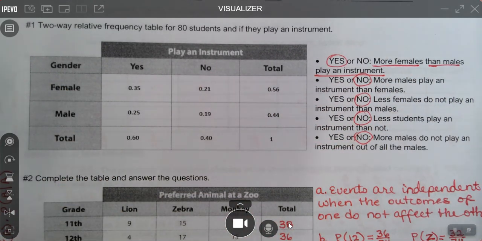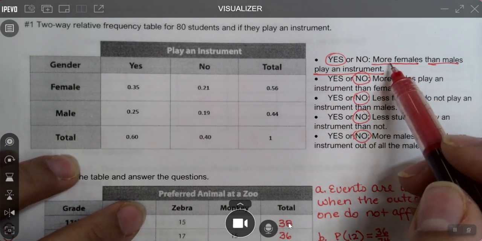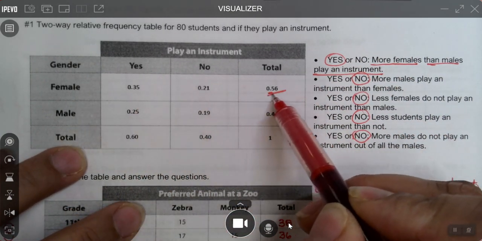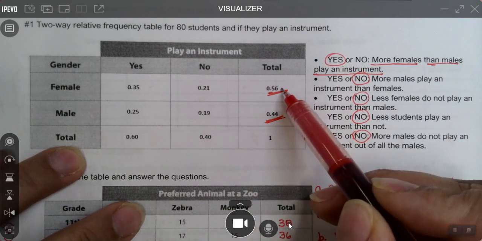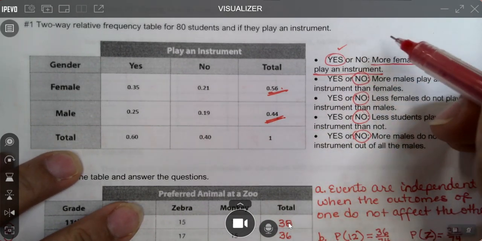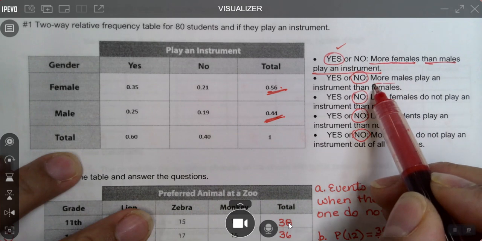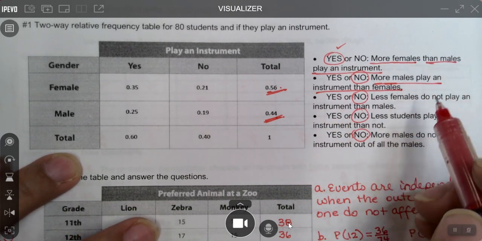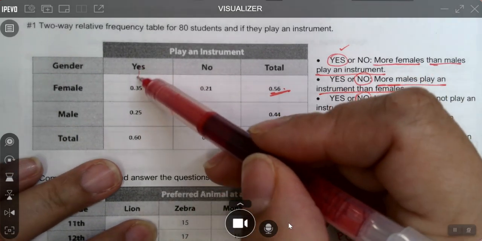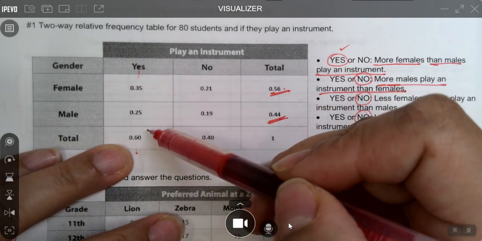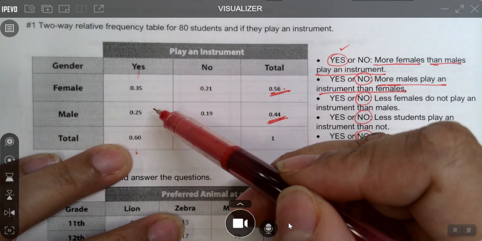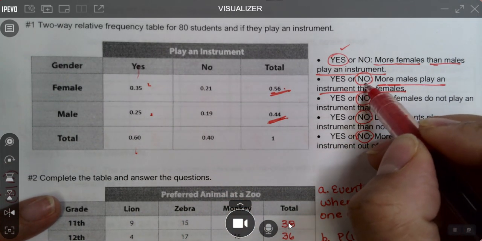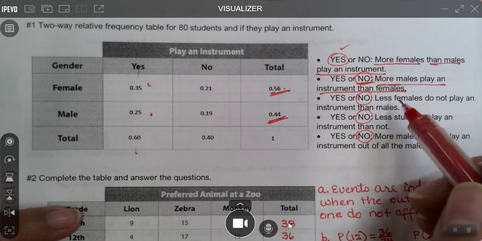They're going to ask you for statements like more females than males play an instrument. Obviously, it's going to be a different table. More females than males play an instrument. So when you look at the females, look at the males. Yes, more females play. This one says that more males play an instrument than females. So we're looking at the ones that play an instrument. So out of the ones that play an instrument, the more males? Nope, it's more females. So that's why the statement is not true.